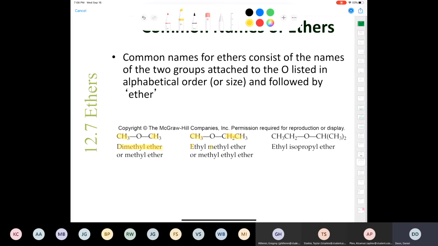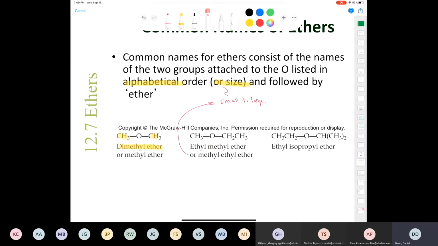Now they say here that it's alphabetical order or by size. This whole going by size thing, I've never seen it anywhere except for in this book. Okay, so I don't know if you peruse around the internet how common that is. So it goes from small to large. So if you look at the two groups, methyl is smaller than ethyl. So they're saying that based on this rule, you could call it methyl ethyl ether too. Anywho, what else?